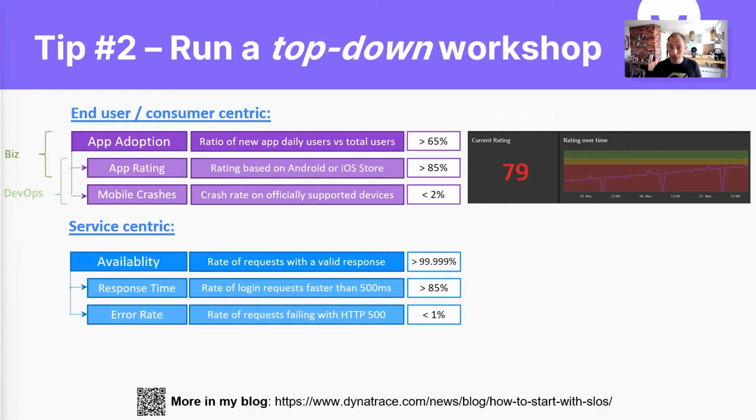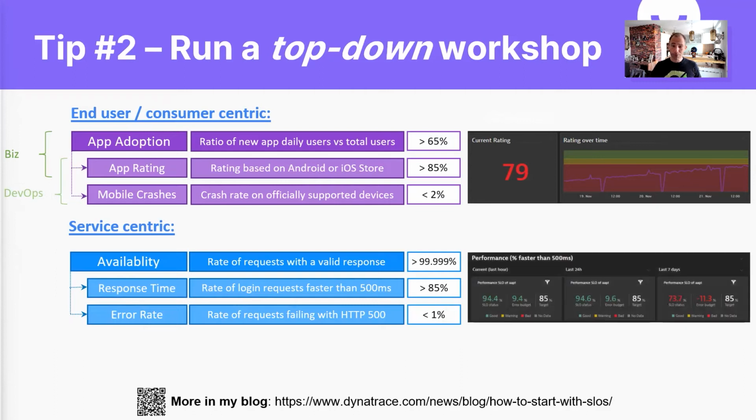You could also measure it in a different way, for instance, a synthetic test. And then you want to make sure the system is at least responding. So be very specific. Response time, same thing. Rate of login requests faster than 500 milliseconds, or error rate of requests failing with an HTTP 500. So very important that you specify this, be very clear, measure it, figure out a way how you can get it, put it on a dashboard, and then assign ownership to it.